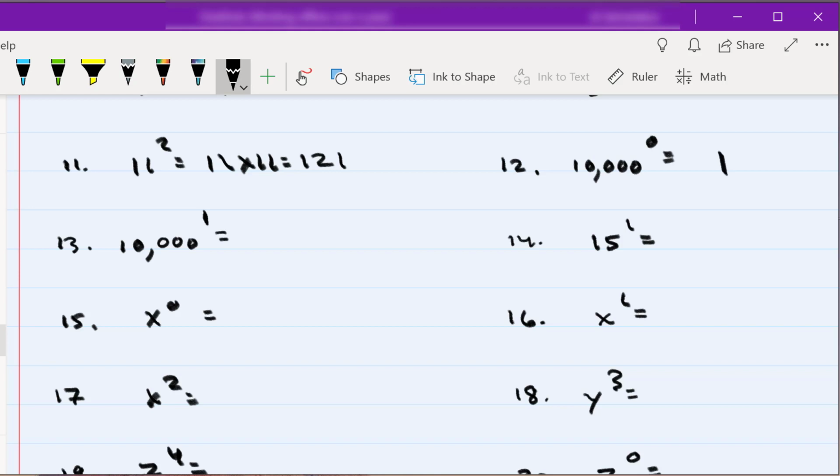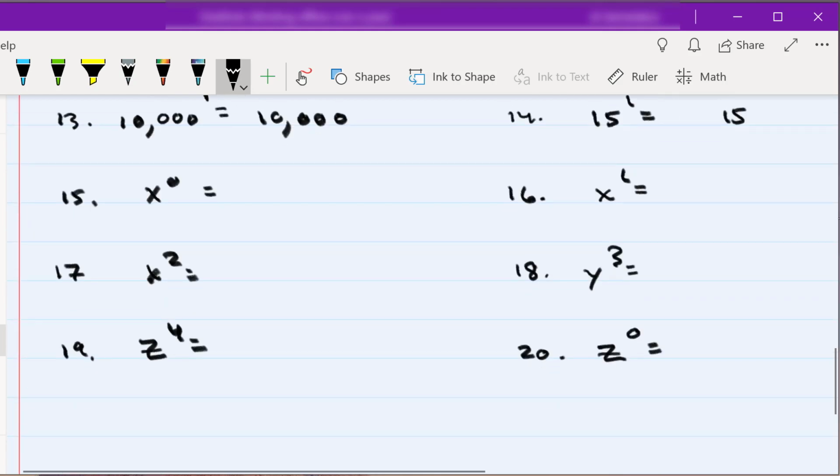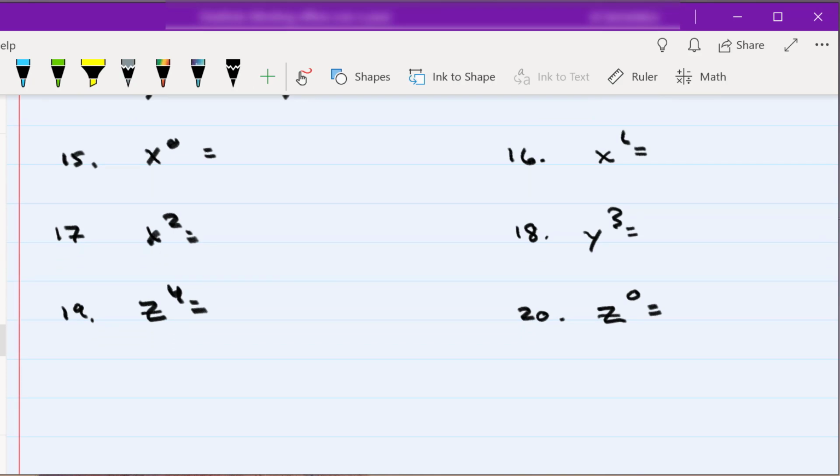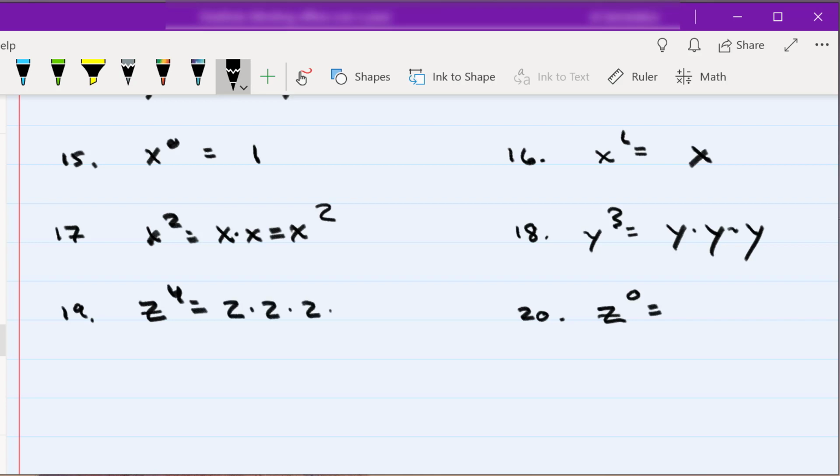10,000 to the power of 0 is 1. 10,000 to the power of 1 is 10,000. 15 to the power of 1 is 15. X to the power of 0 is 1. X to the power of 1 is x. X squared is just x times x, which is x squared. Y cubed is y times y times y. Z to the fourth is z times z times z times z, 4 times. And z to the power of 0 is 1.